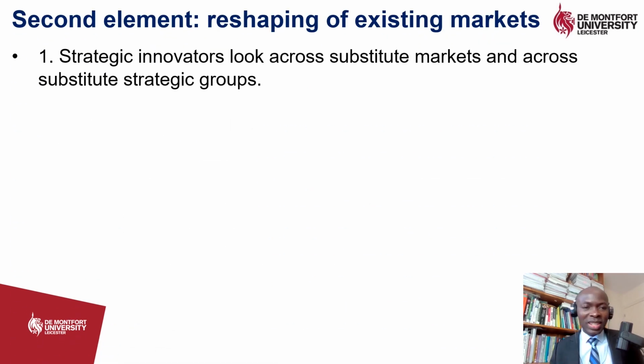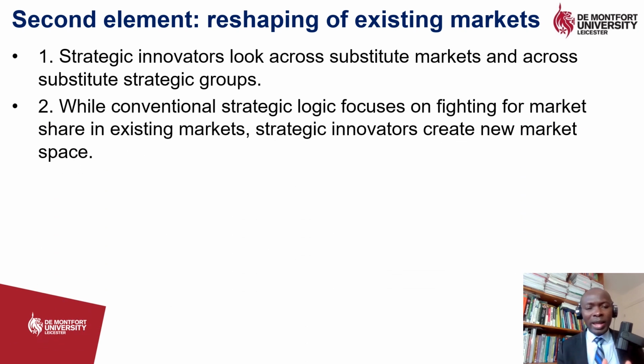So the second element is about the reshaping of existing markets. Strategic innovators try to look across substitute markets and across substitute strategic groups as well. While conventional strategic logic focuses on fighting for market share in existing markets, strategic innovators are trying to create new market space. These are really at the heart of what strategic innovators are trying to do.